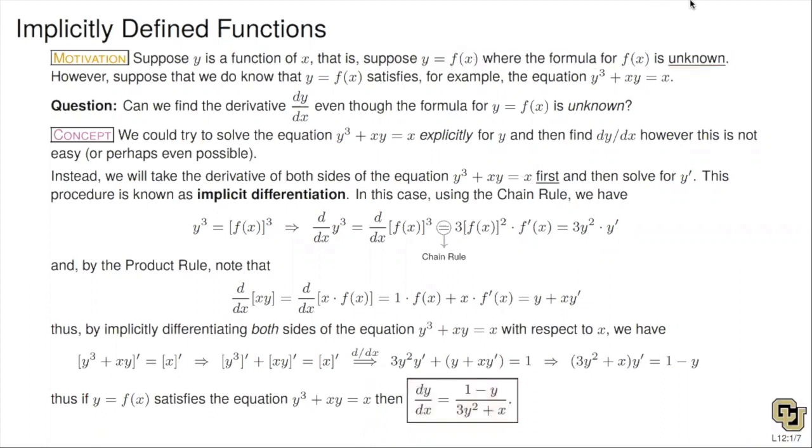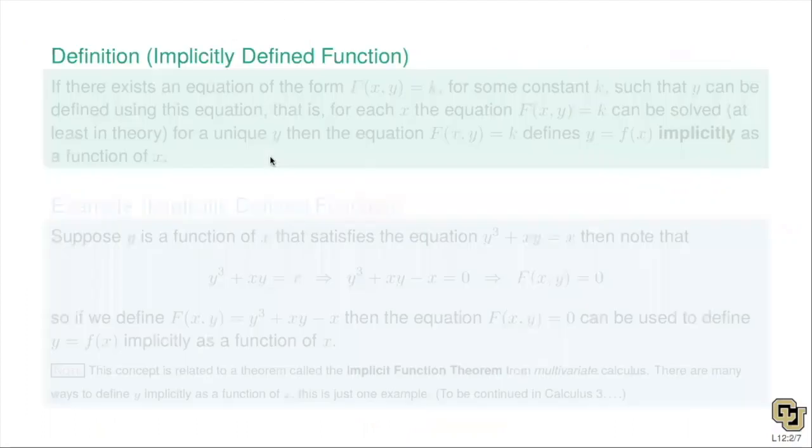So that's the theory of implicit differentiation. Typically the algebra is the hardest part, once the derivatives people are okay with. So let me give you just a little more theory, and then we'll just do a bunch of examples. So the idea starts with the concept of an implicitly defined function.